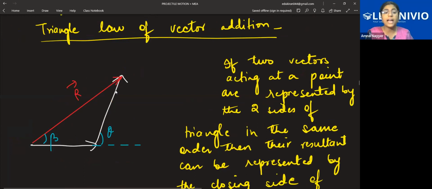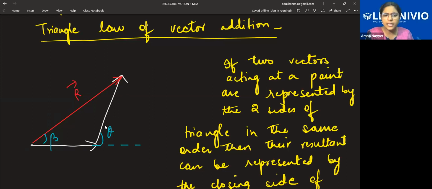Two vectors have to be in the same order, means head to tail. In this scenario, if you see head connected to tail anywhere, then the resultant is given by the opposite side taken in the opposite order. See, this is the opposite order. Head and head are coinciding. This is how triangle law is applied.